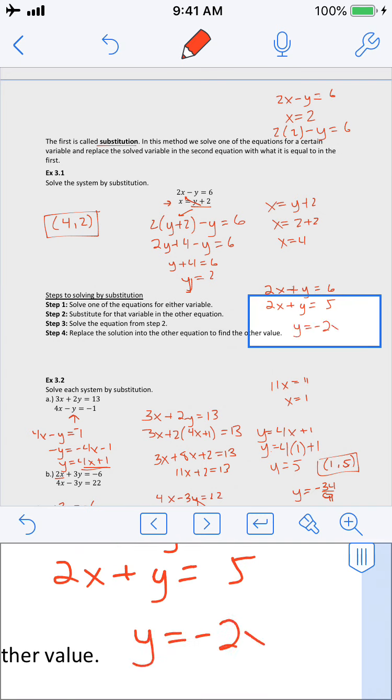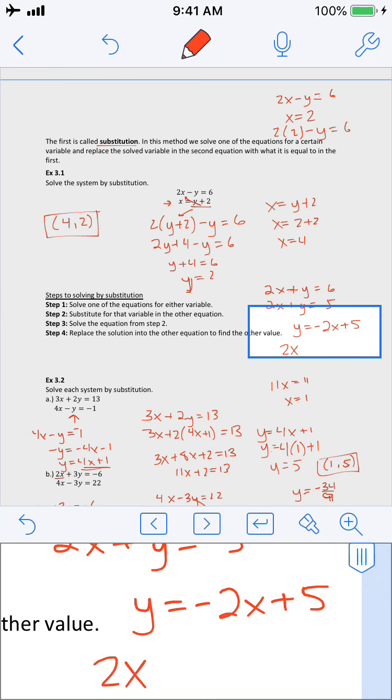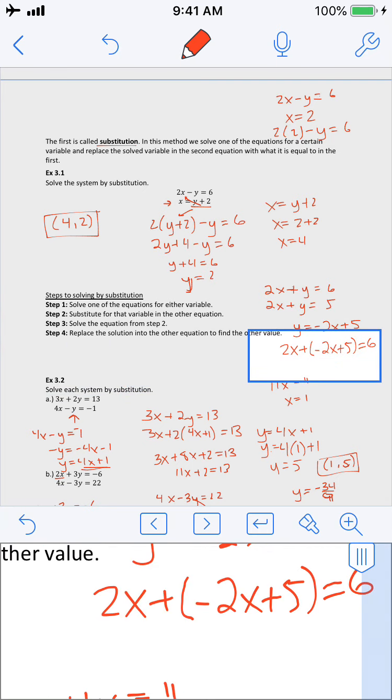Y equals negative 2x plus 5. And we plug that into the first one. 2x plus negative 2x plus 5 equals 6. What happened? These are going to cancel, and 5 does not equal 6. Okay, we get a weird sentence. So you get some cancellation here. The same thing happens in the inconsistent system, the one that's like double, right? The infinite solutions. But what you get is like 6 equals 6. So just watch out for that.